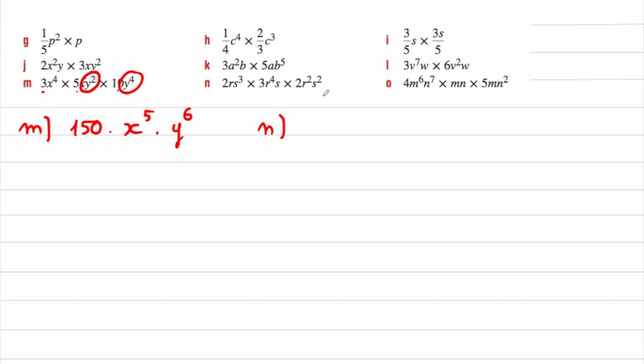Question N. For the constant number, you have 2, you have 3, you have 2 one more time. The product of these three numbers, you will have 12.